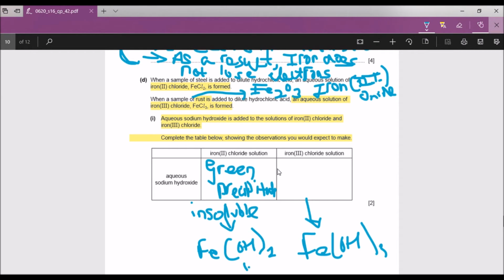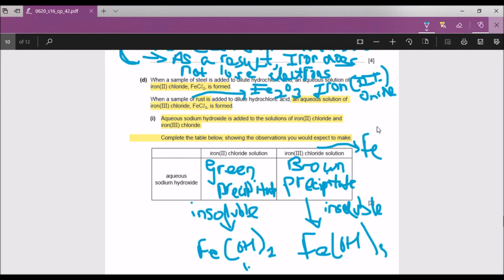And this is brown, basically. It's a brown precipitate because it's insoluble again, and that's the Fe3+ ion test. So from this you can just say Fe3+ always forms brown, Fe2+ always forms green. That's the cation test, and the precipitate is always going to be there.